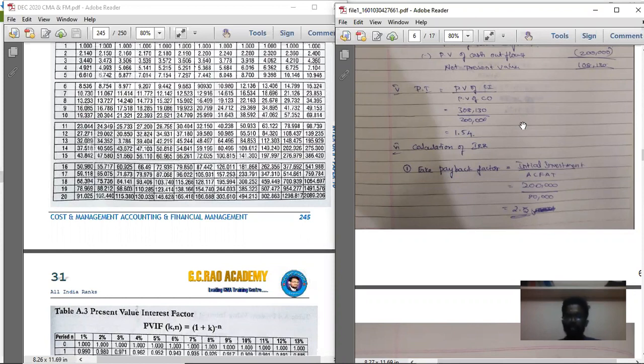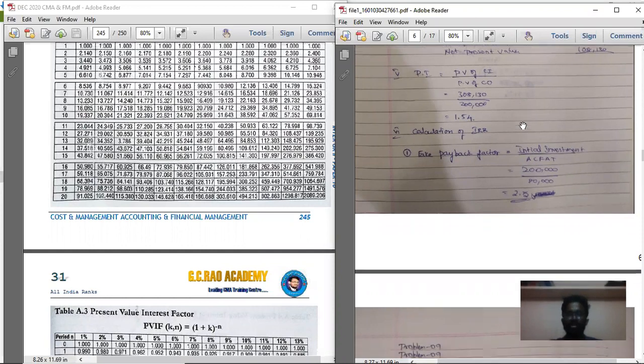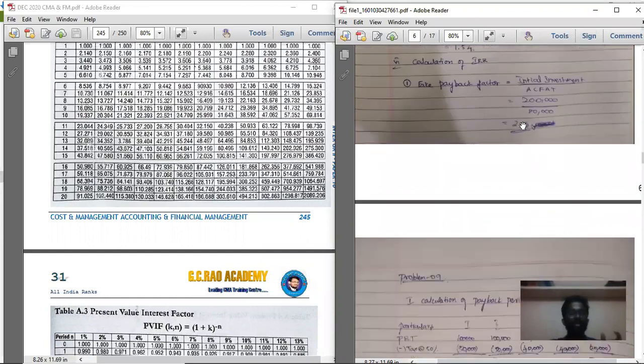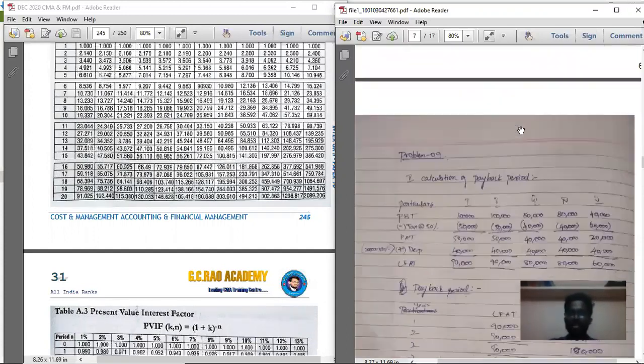That payback factor 2.5 for this particular example. 2.5 you should find where it is falling. So suppose this 2.5 is falling between 28% and 32%. So for 5 years, you should check what is the life of the project. On the 5 years, you should check where this 2.5 is falling in the annuity table. Only for this annuity table is helpful.